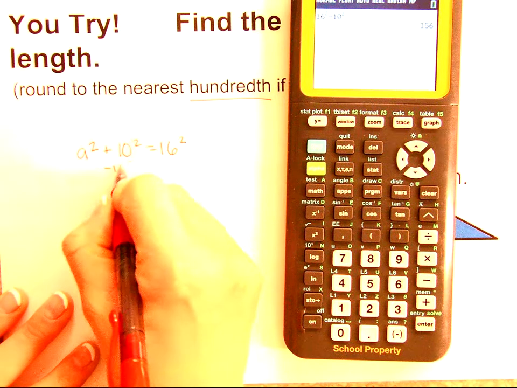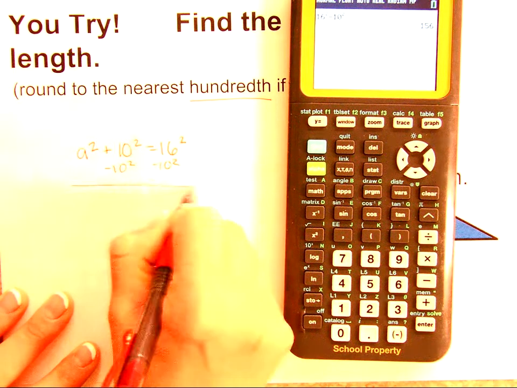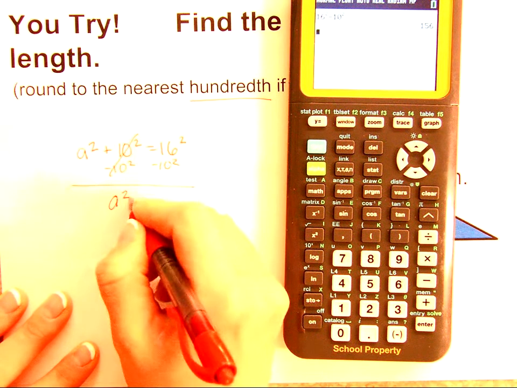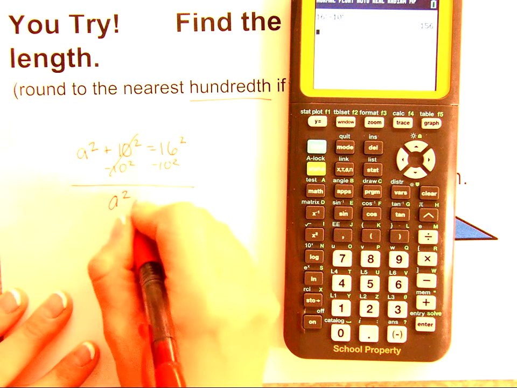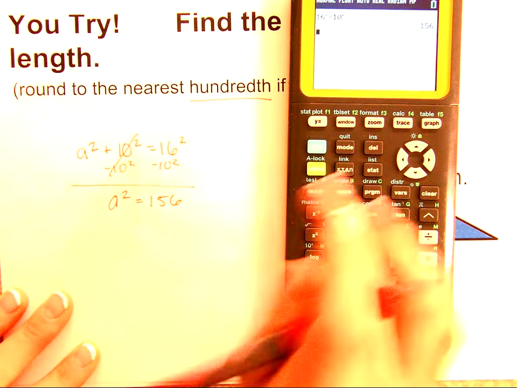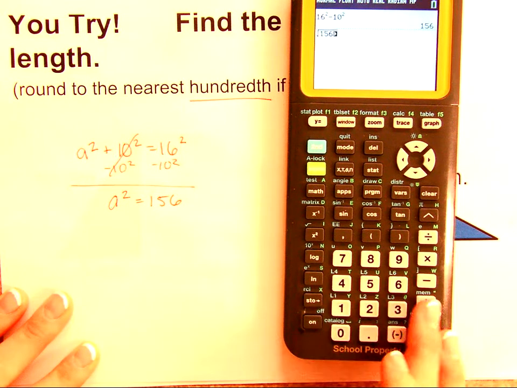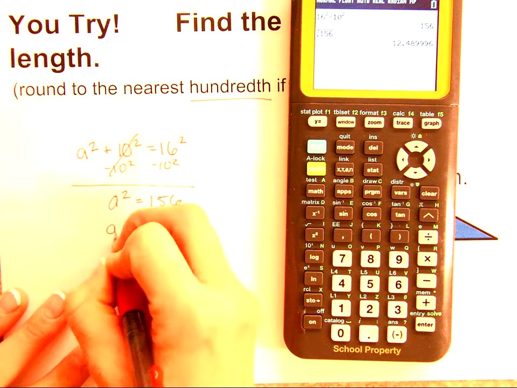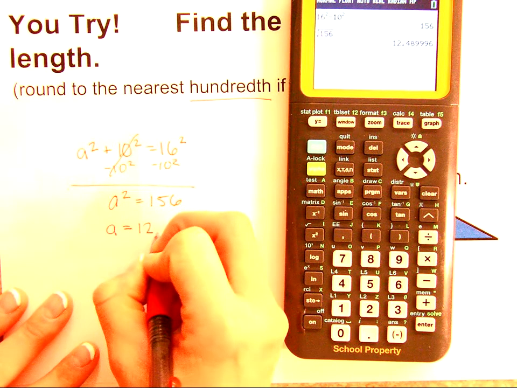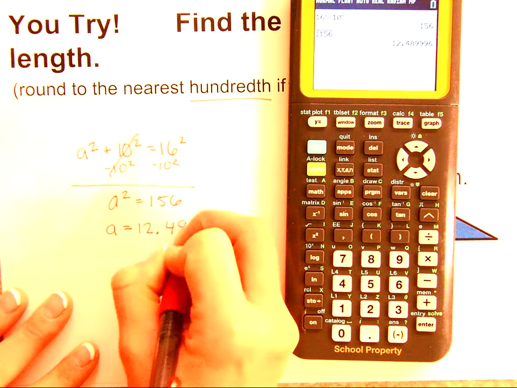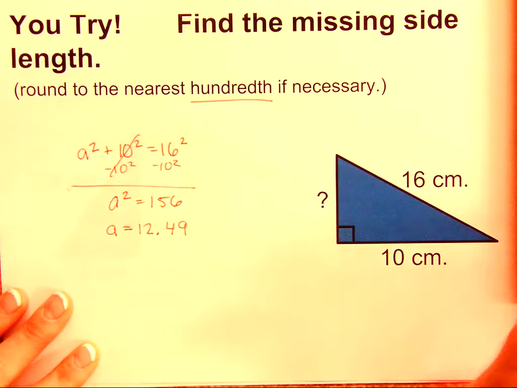Okay, so I'm subtracting 10 squared from each side. So 16 squared subtract 10 squared gives me 156. And then I'm taking the square root so that A is equal to 12.49. And we are talking about centimeters.